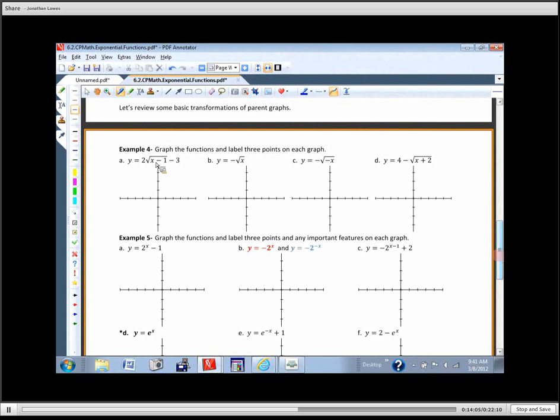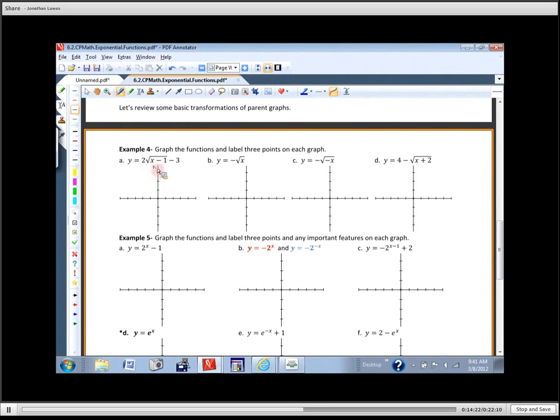Okay, this hopefully is a fairly familiar shape. We should know what the parent graph of that is. We practiced that the other day. It's a square root graph. So could somebody describe that for us? Goes like this. Top half of a sideways parabola, right? Top half of a sideways parabola.